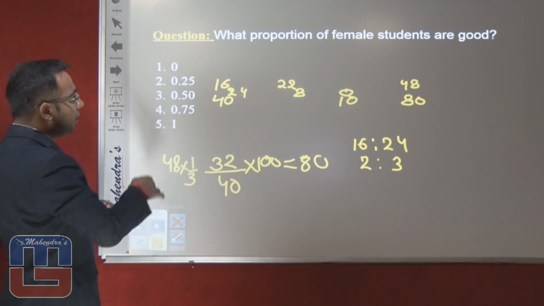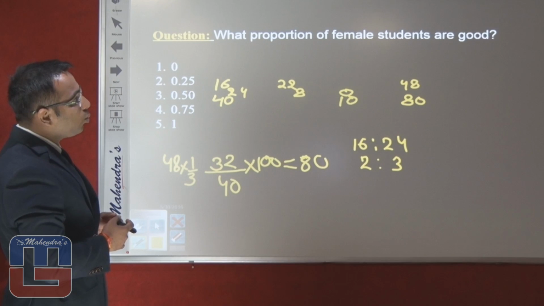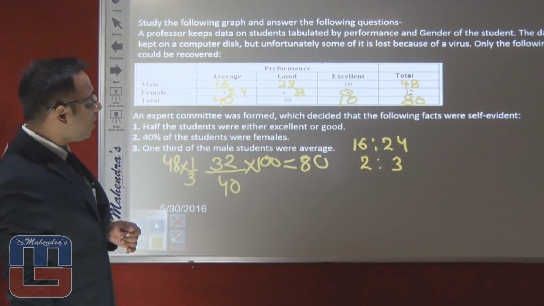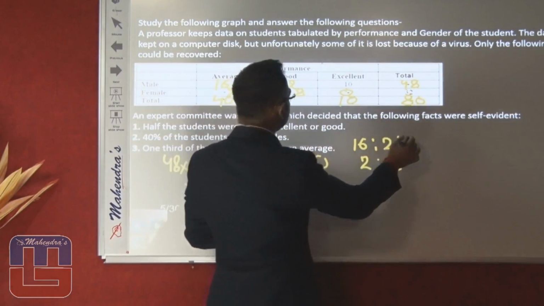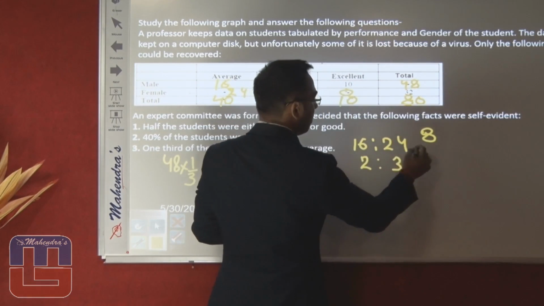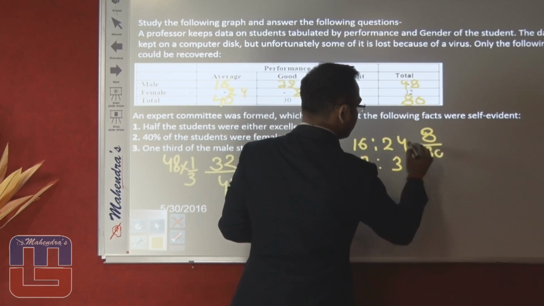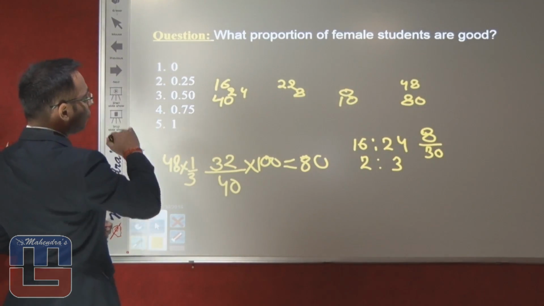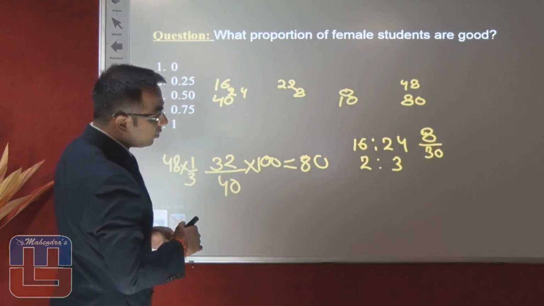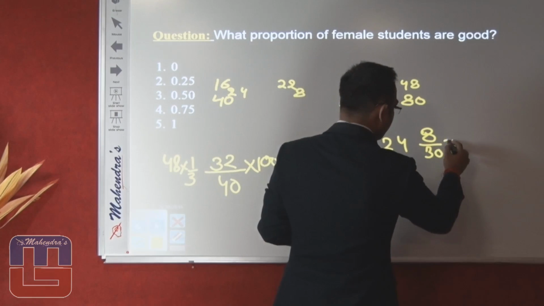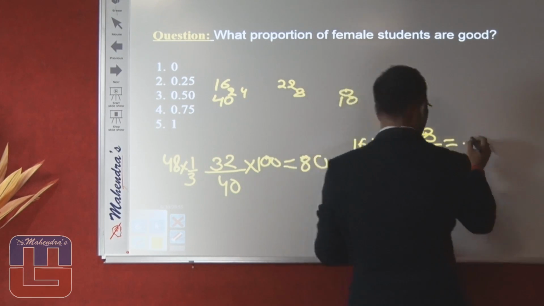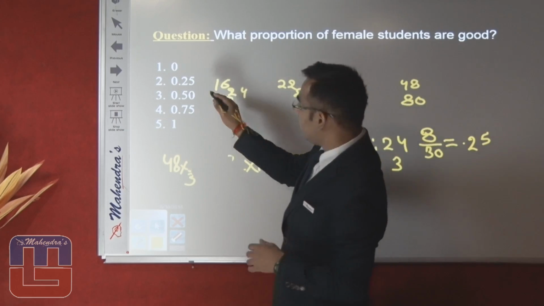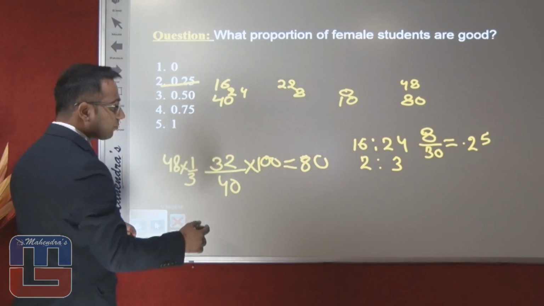The next question is, what is the proportion of female students who are good? Female students who are good, that is 8 upon 30, which is approximately 0.25. 8 divided by 30 will give us approximately 0.25. Option second.